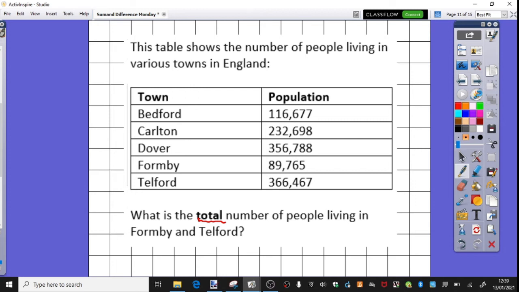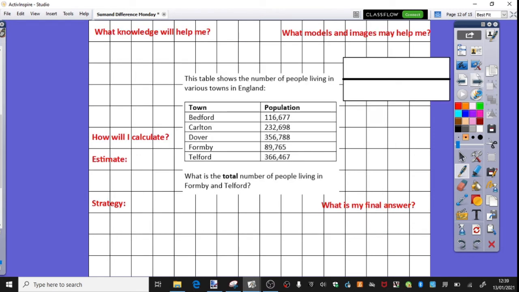So have a little think. What do you think you might need to know? What do you think you might need to do in order to solve this problem? Let's have a little look at it together. And I've got some really key questions around the outside of my problem today that I definitely would like you to refer to, and they might be part of your working out today as well, and that's absolutely fine. So my first question I'm interested in is, what knowledge may help me? Well, actually, if I've got to work out the total of Formby and Telford, I think this knowledge here is going to really help me to actually know the population.